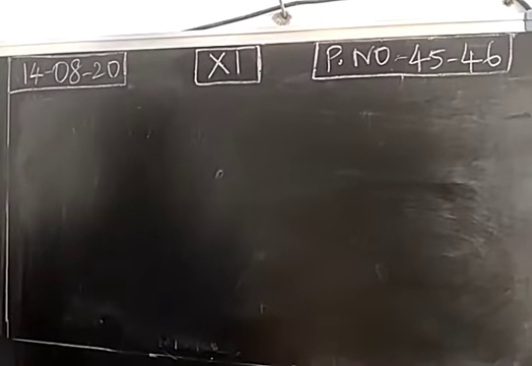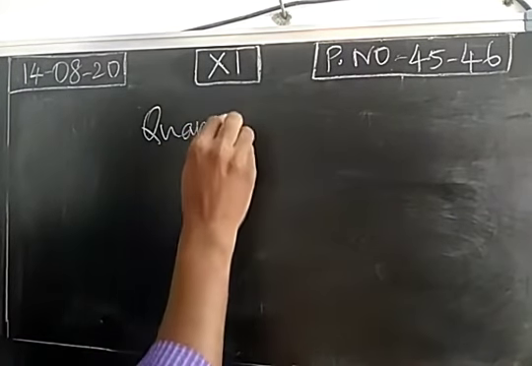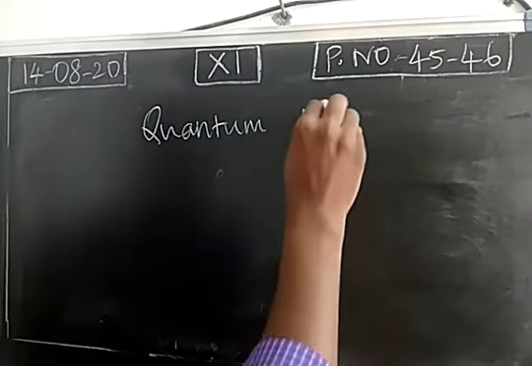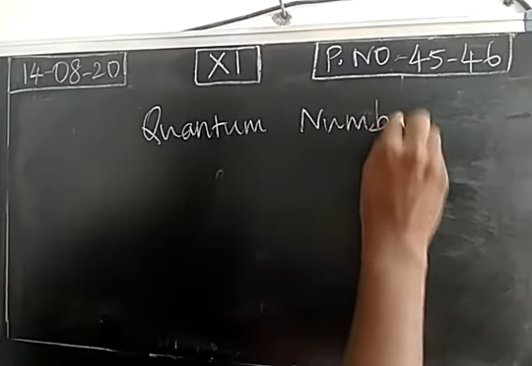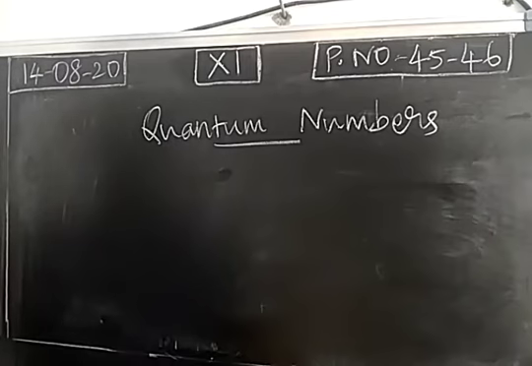Dear students, today we are going to see quantum numbers. So two more questions. What is a quantum number? This is a set of numbers which describes an electron in an atom.